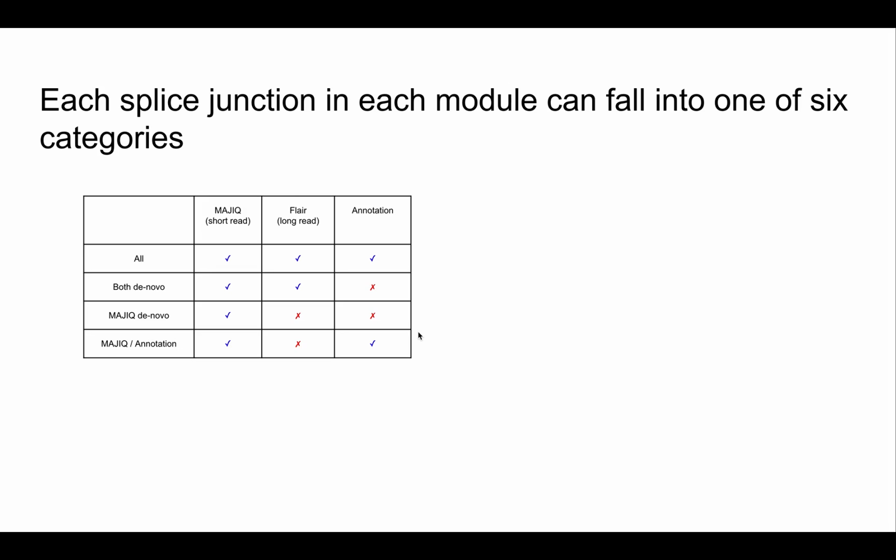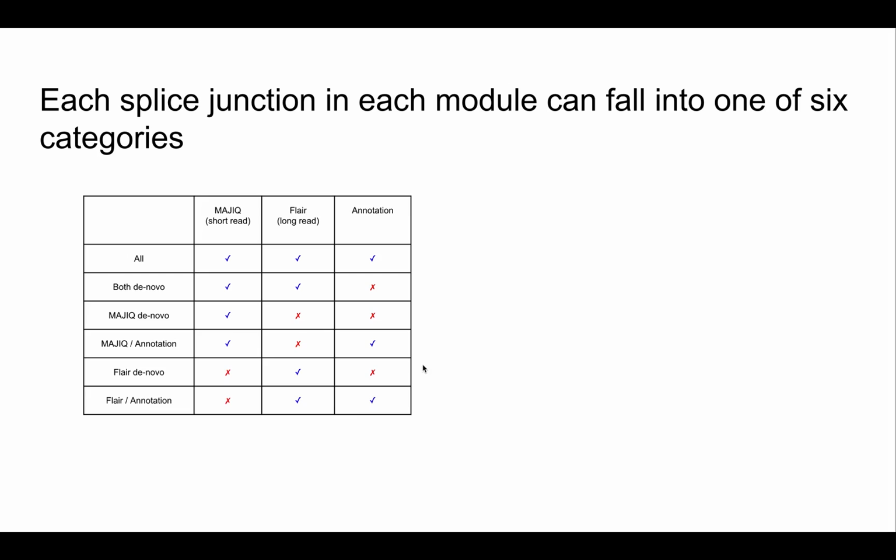Given the high accuracy of the short reads, we expect the vast majority should be real, and these are things missed by long reads. FLAIR annotation is the case possibly true but not detected by MAGIC. For FLAIR de novo, given the higher error rate and low coverage of long reads, these are most expected to include a high rate of false positives.